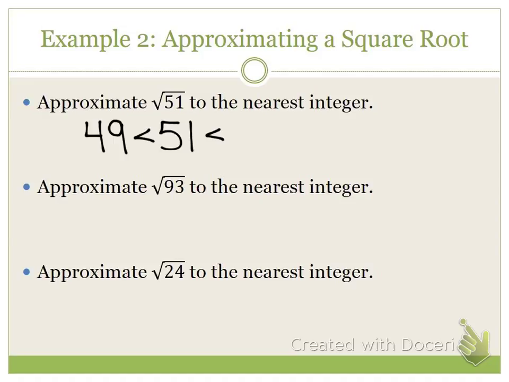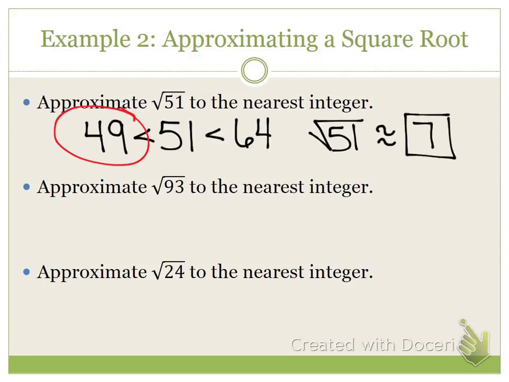What perfect square is just above 51? 64. So I look at this range of numbers and I ask myself, which perfect square, 49 or 64, is 51 closest to? 49. It's only 2 units away. All right, guys, and it's never going to be like an even split. It will be closer to one than the other. So, since it's closer to 49, I'm going to say the square root of 51 is approximately 7 because the square root of 49 is 7.